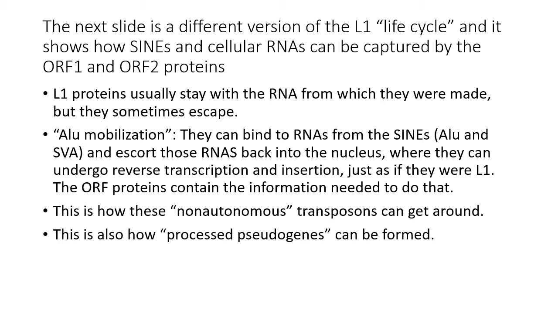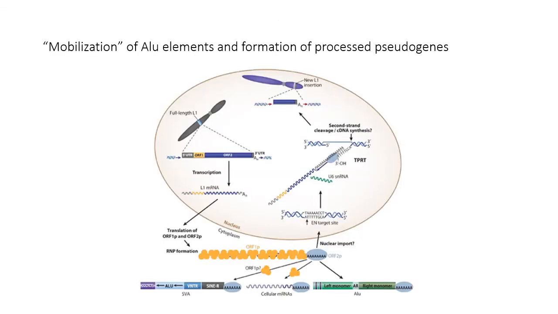Sometimes you have escape leading to ALU mobilization, which is to say the ORF1 and ORF2 proteins can bind to RNAs from the SINEs, or they can bind to and eventually reverse transcribe cellular RNAs as well. So when it's ALU that's being mobilized, when it's ALU that's being copied, that is non-autonomous transposition. But when you're copying a cellular RNA, that will lead to the production of what's called a processed pseudogene. This is weird stuff.